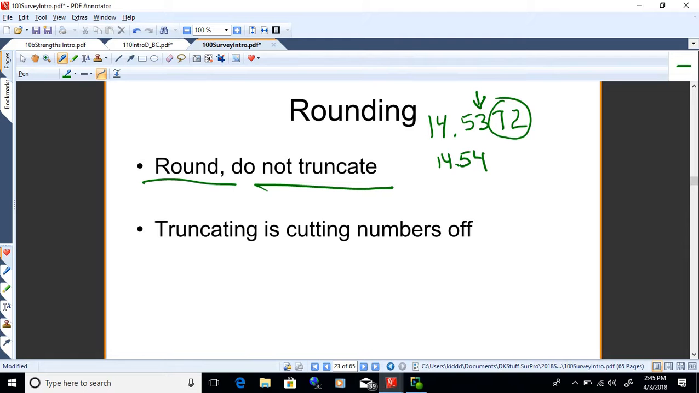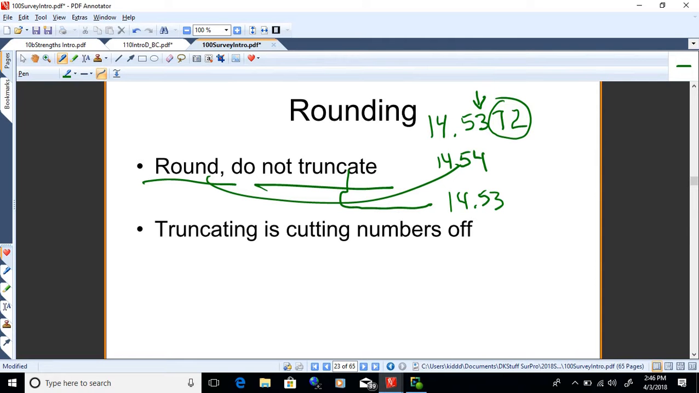Now, what if I truncated it? What does truncate mean? Truncating is you cut off the last two digits. We don't do that. We round. And remember this, surveyors do this stuff for a living. They measure stuff for a living. They take it very seriously. So don't truncate. You just don't do that, okay?